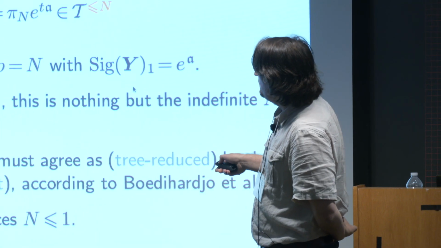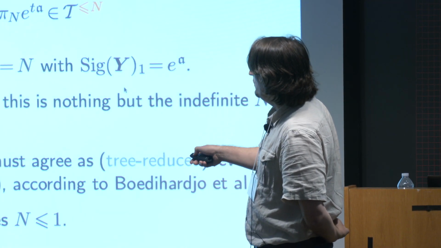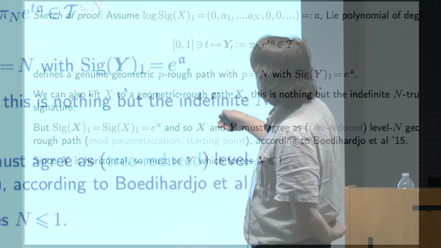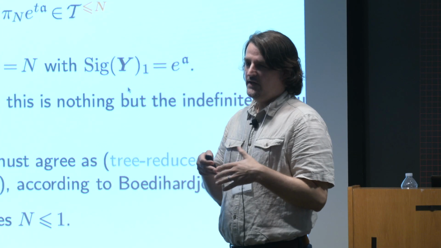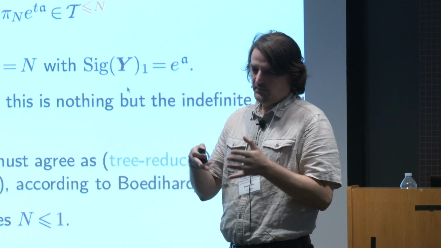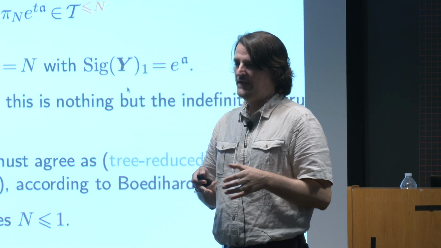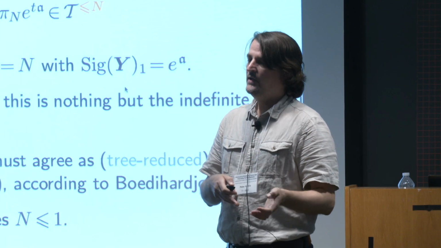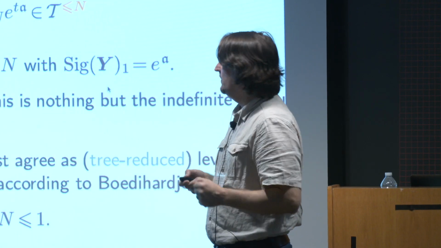Just take it that this defines a genuine geometric p-rough path with a certain regularity parameter p that happens to be the level n here. Okay, so this is assumed non-zero. We haven't talked about signatures of rough paths, but take it on trust that you can extend the notion of signature that we defined in the beginning. There's a very natural way to extend it to geometric rough paths. Essentially, geometric rough paths are limits of smooth paths lifted, in certain metrics that this passes on, okay?